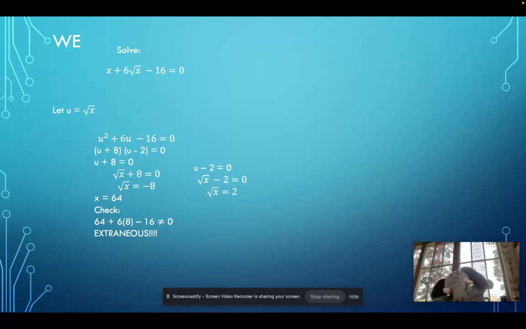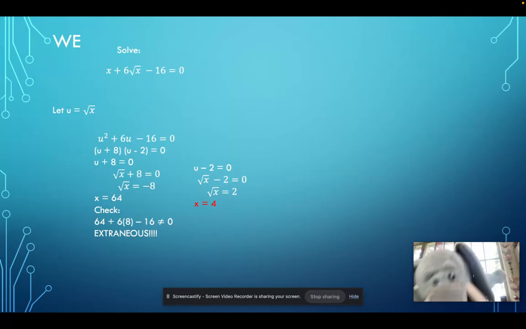But when we run our check, of course, you'll notice that 64 produces an extraneous solution. But when we go ahead and check 4, we'll notice we get both sides of the equation to balance, and so that one checks out.